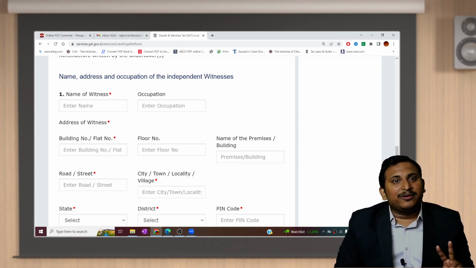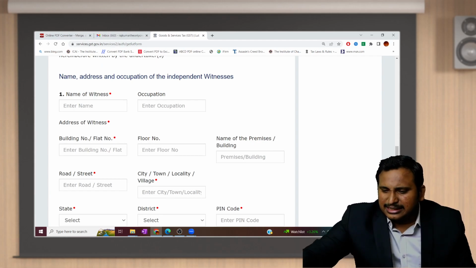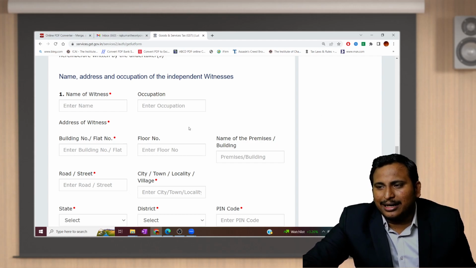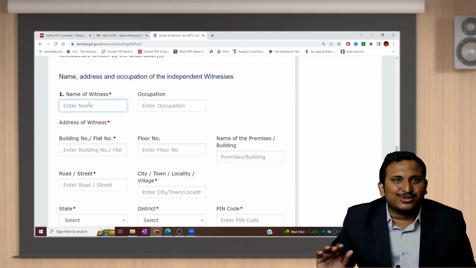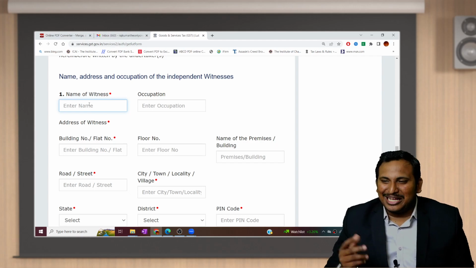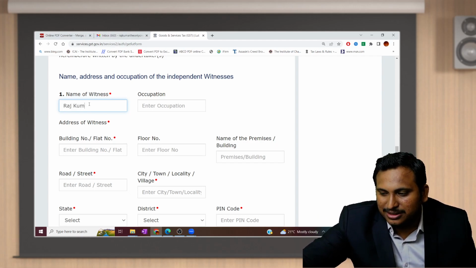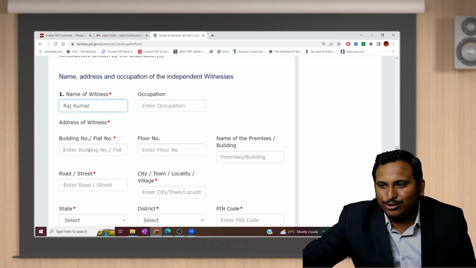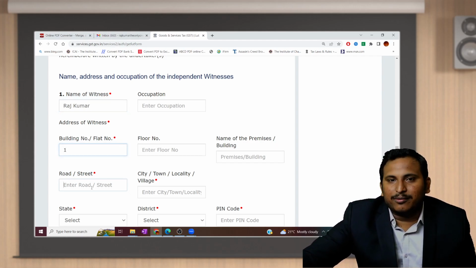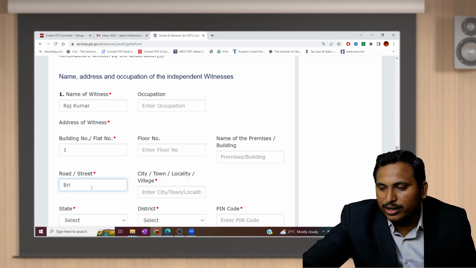How many witnesses are required? Two witnesses. Just type some data. PAN data is also nowhere required. They are just witnesses, they are not earning any income, so some random data is okay. I'm just typing, I'm just showing to you. So I'm just typing my name. It need not be as per PAN, all those things are not required. Wherever mandatory columns are there, just go and fill it.